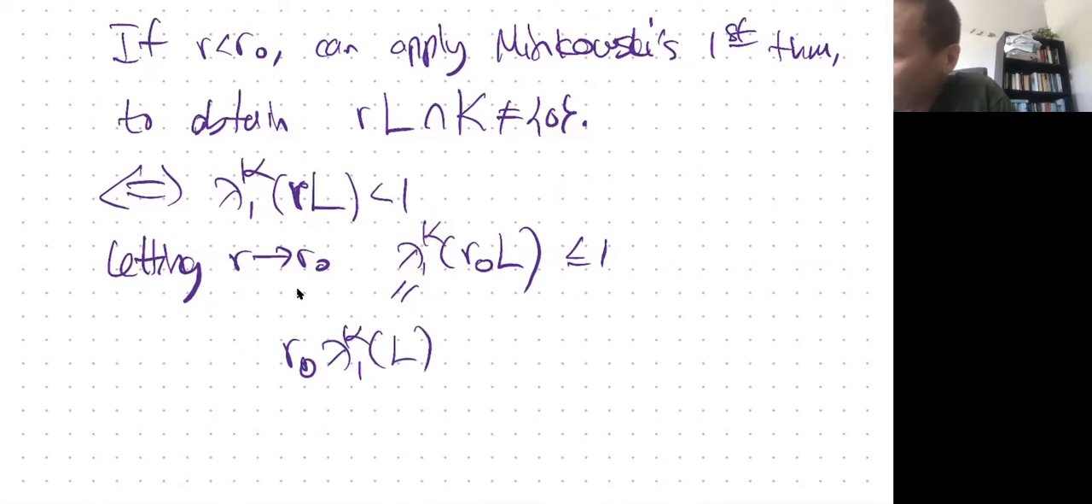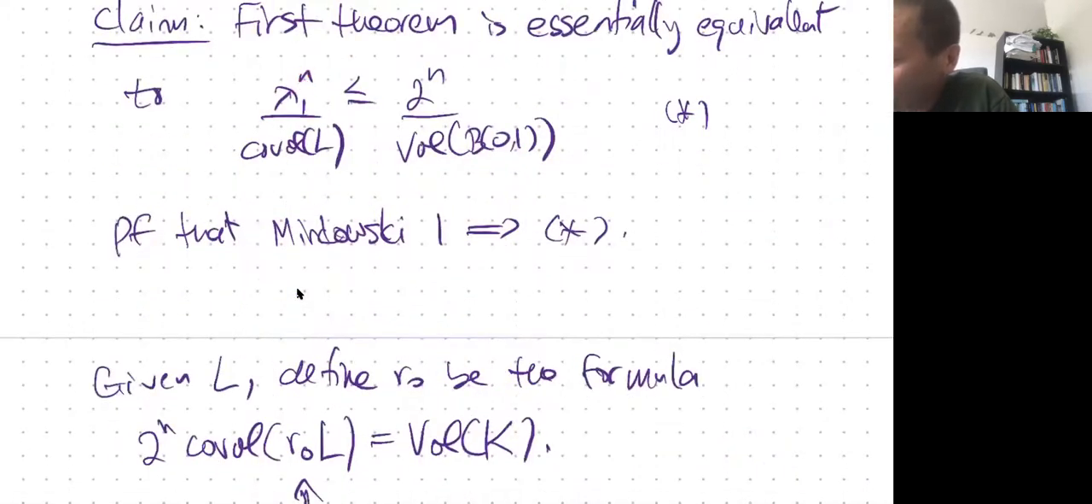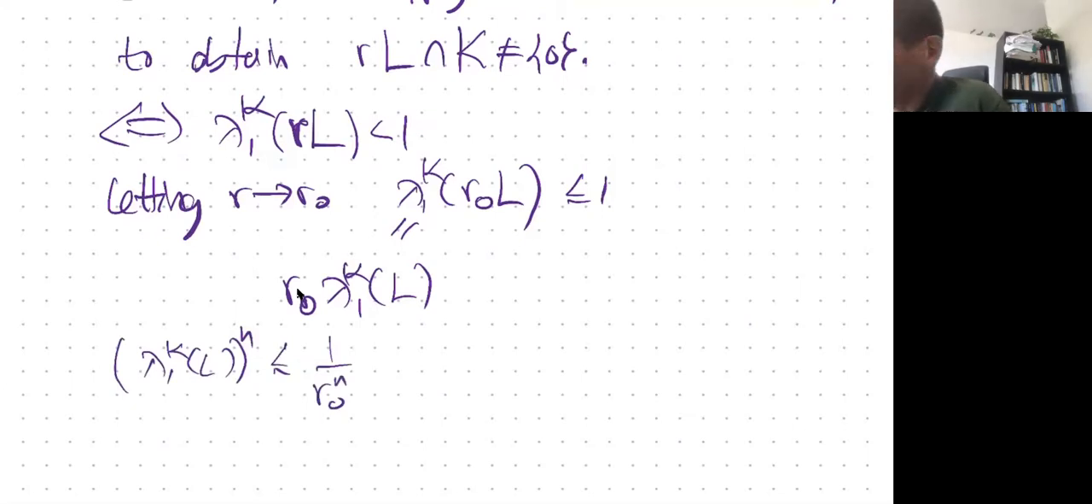So in the statement that we're discussing, there's an n here, which is an integer, but the K on top is the convex body responsible for the norm. So what we've got is that R0 times lambda 1 to the K is less than or equal to 1. Now raising all of this to the power n and moving R0 over, we get that lambda 1 K of L, quantity to the power n, is less than 1 over R0 to the n, and R0 to the n we did before.